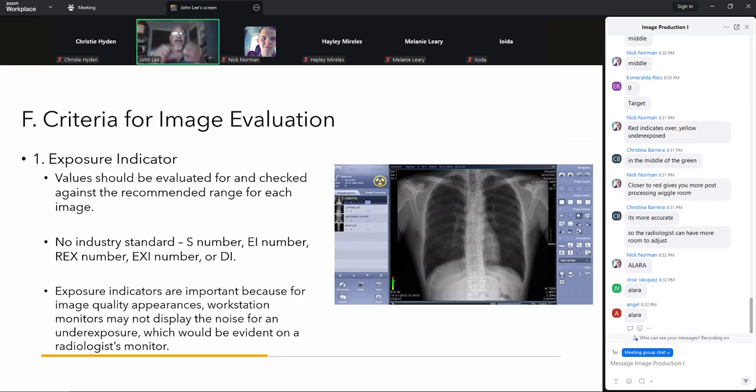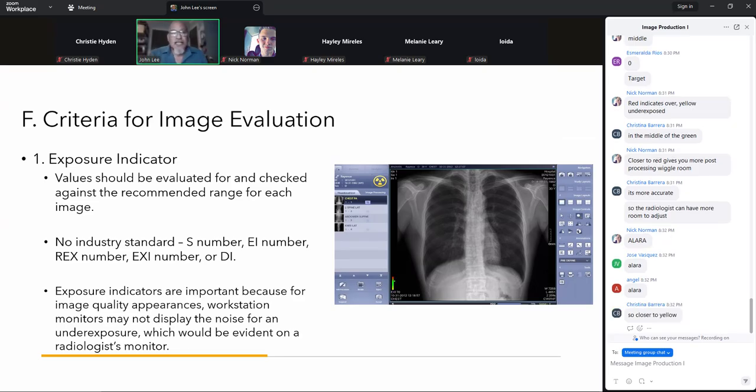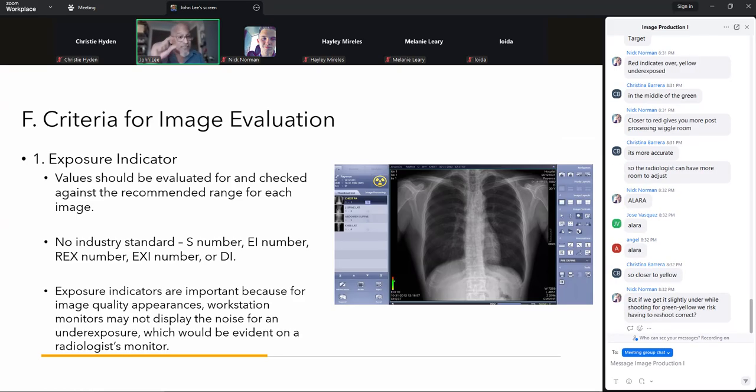Being in the middle, okay, you're in the middle. Being closer to red, you've just given them less signal to noise ratio. Yeah, you definitely want to be closer to yellow. You want to be still within the green, but closer to yellow. Yes, there is that possibility. If you are green yellow, you risk a reshoot because of noise.